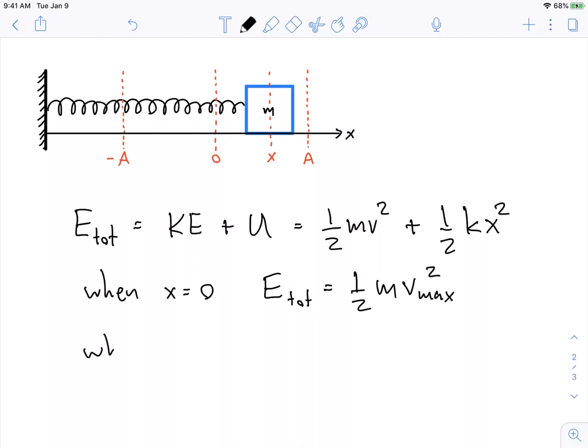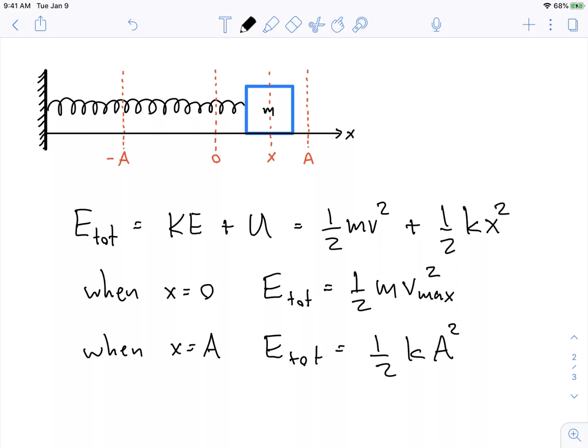Also, when x is equal to a, its total amplitude, what do we know about the velocity when the mass is way out here? Well, now the velocity is 0, right? It's stopped and it's turning around. So the E total is equal to 1/2 k times now the amplitude squared.